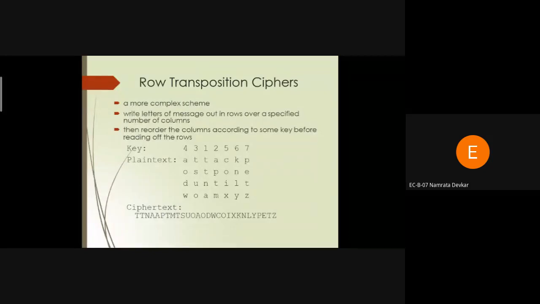Okay, so what is the first step? Can anyone tell what is the first step? Okay, so the first step is whatever our plain text is, we have to write that plain text in a 5 by 5 matrix. And if a space is vacant, then we have to fill it with letters.